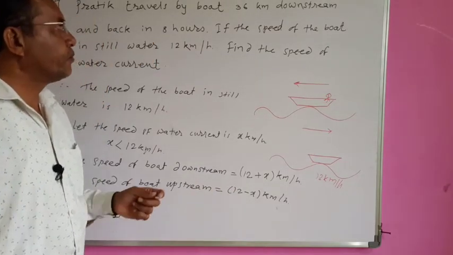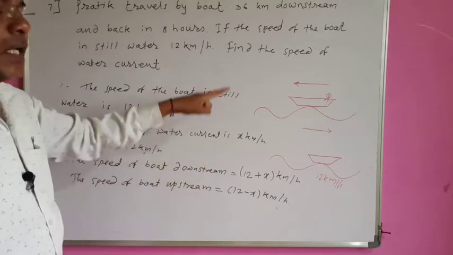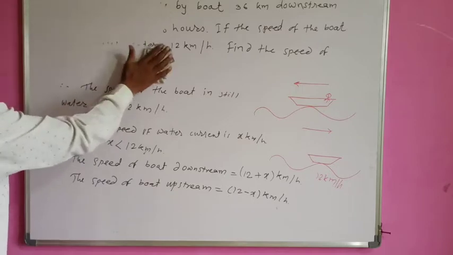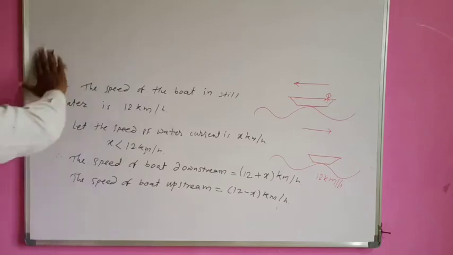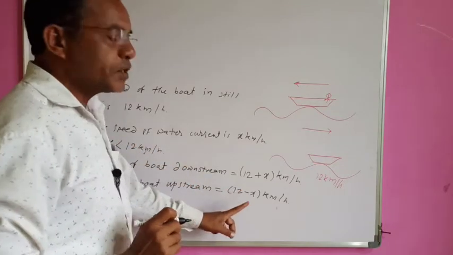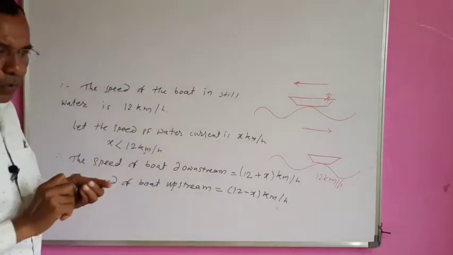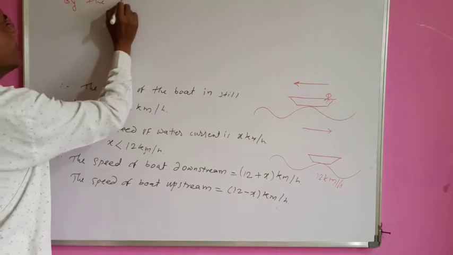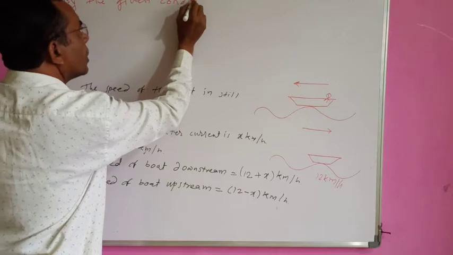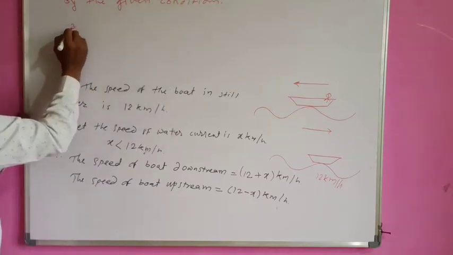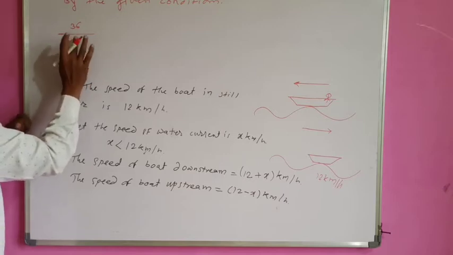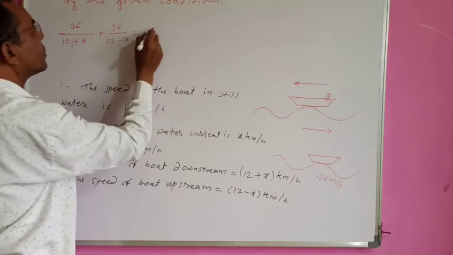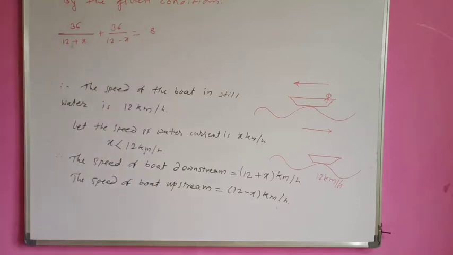Therefore distance by speed is equal to time. This is the formula, and by this formula we will continue the next part. See here, by the given condition, 36 divided by 12 plus x plus 36 by 12 minus x is equal to 8 hours. This is the equation, and we have to solve it now.